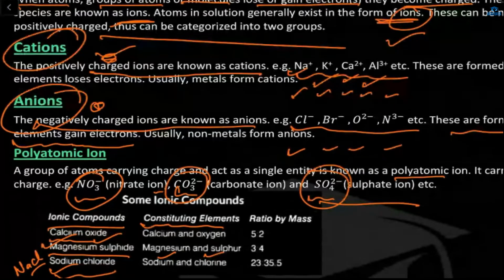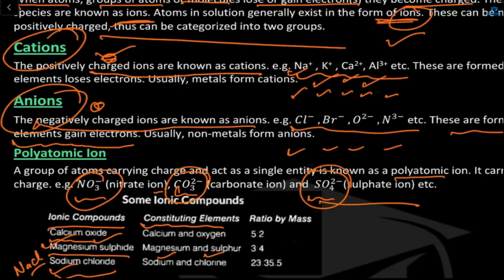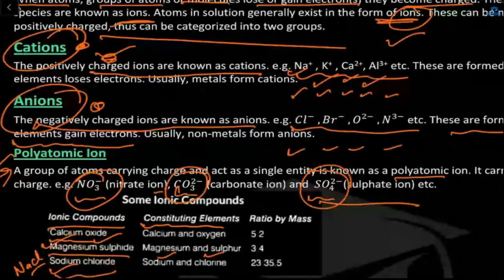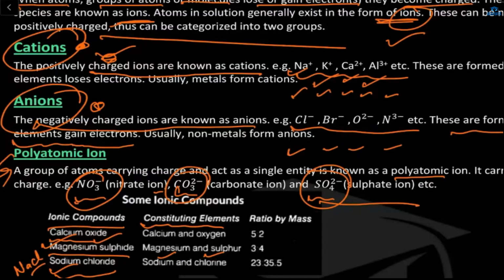Why are we not writing a group of atoms here? Anyone? Why are we not writing a group of atoms in the cation and in the anion? But in polyatomic, we are writing a group of atoms, right? Yes, ma'am, because in polyatomic you're basically combining them. Ma'am, in poly there is more than one atom.